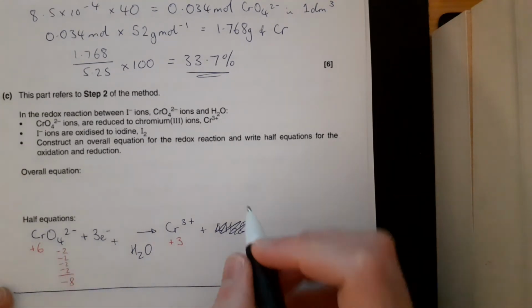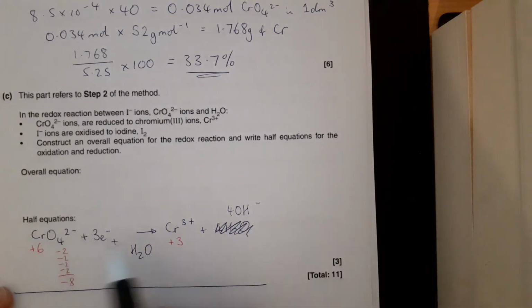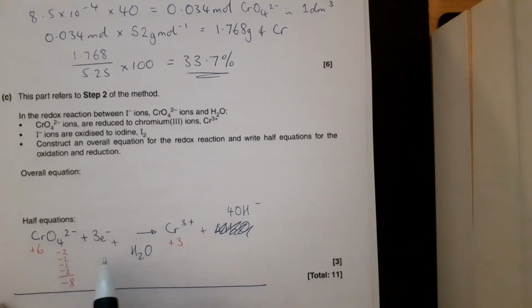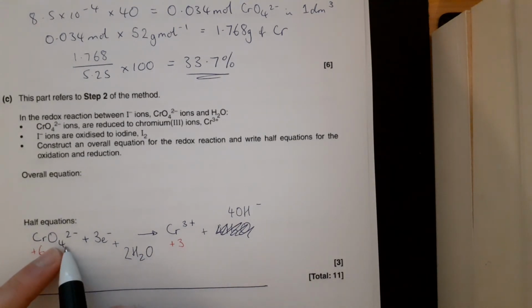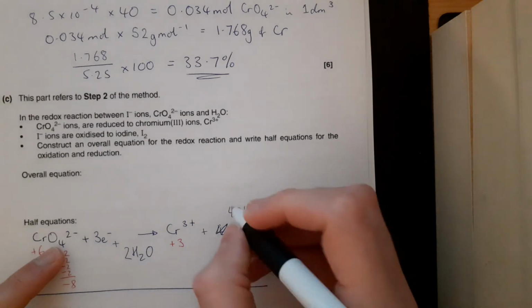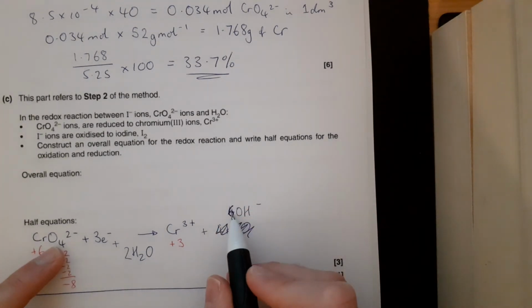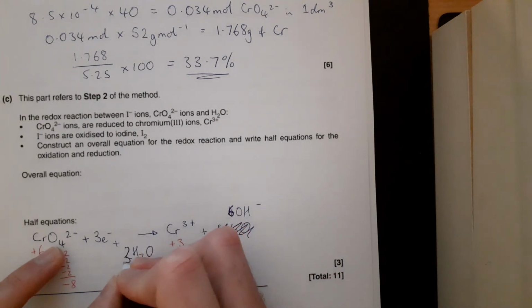But if I've got 4 oxygens here, so let's put 4 OH- in here. So that's balanced the oxygens. And then I've got 4 hydrogens there. So I'm going to have to put 2 H2Os to get my 4 hydrogens. Okay. But now I've got 6 oxygens here, haven't I? 4 + 2. So this now needs to be a 6. But now I've got 6 hydrogens. So this now needs to be a 3.